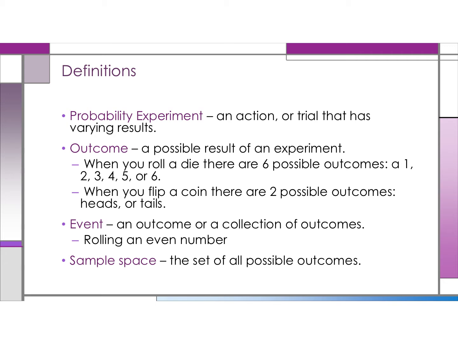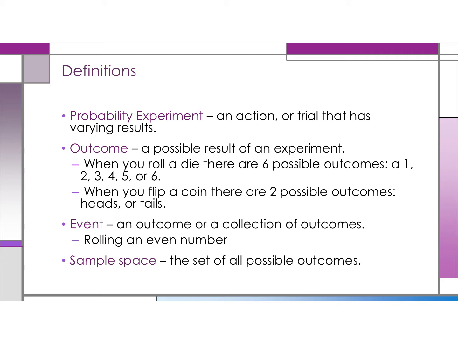So first we need to go through a few definitions. A probability experiment is just an action or a trial that has varying results. For example, you could do a probability experiment where you flip a coin 10 times and then you write down what you get, how many times you get heads, how many times you get tails. The outcome would be the possible result of an experiment. So when I flip a coin, my outcomes are either a head or a tail.